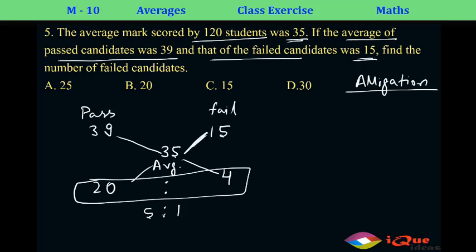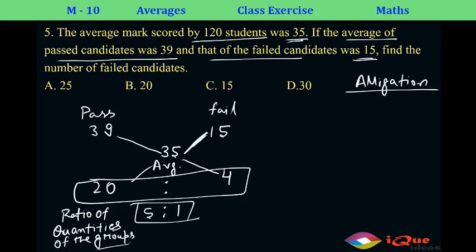What is this? This is the ratio of quantities of both the groups. Which groups? Pass and fail. Ratio of quantities of the groups. Now in this case the quantity is the people, number of people. So 5 is to 1 is the number of people ratio in pass and fail group, right? So pass and fail ratio is 5 is to 1. How does this ratio come? You have to go back to the original theory video of average and allegation. From there you can see.